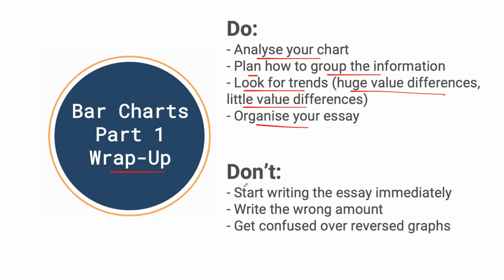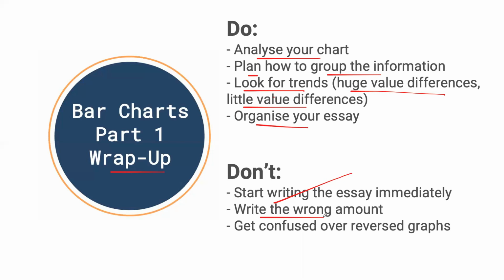For things you don't want to do, definitely don't start writing the essay immediately. You want to take that time to plan and really analyze your graph. If you don't do that, you're not going to know what to write. So don't write the wrong amount. You want to stick to 150 words minimum. Don't go too far over that.